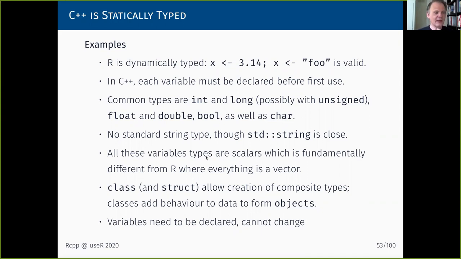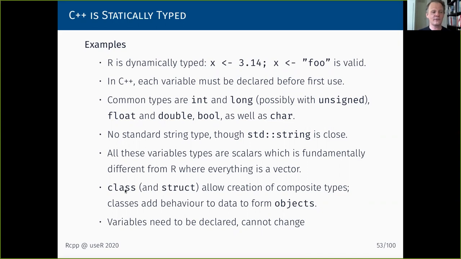Generally speaking, all of these variables are scalars, and natively there is no such thing as a vector, but it got added later with C++ extensions. Another important thing is that you can create classes. Class is something that C++ brought.